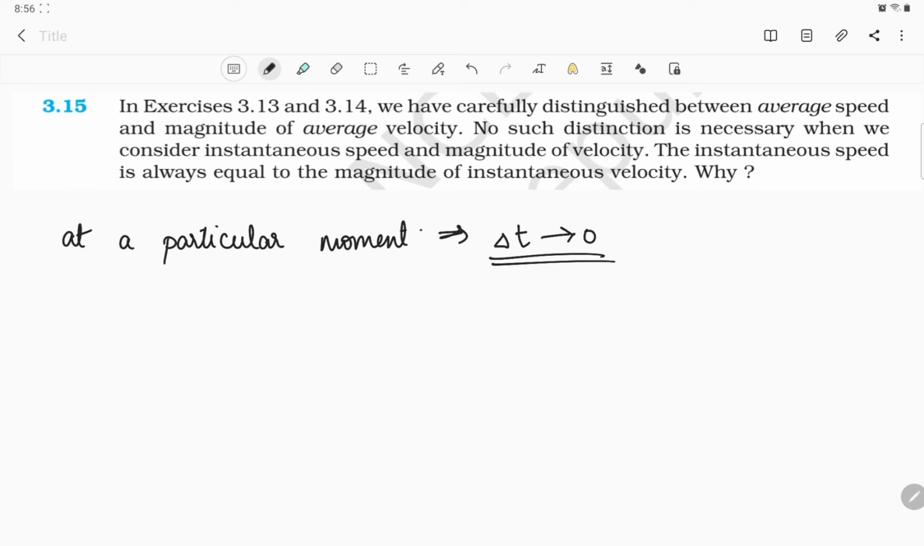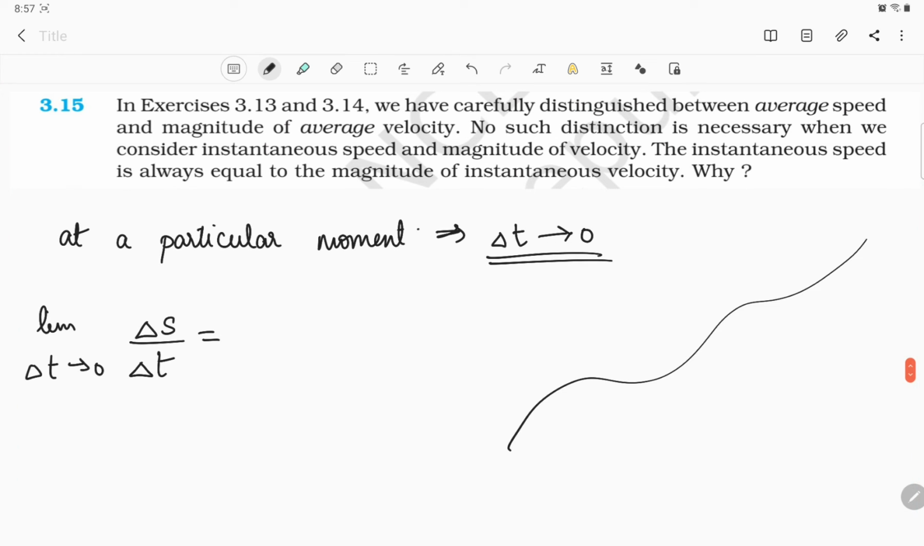So in that case, the average speed or average velocity, whatever it is, delta s by delta t, where the limit delta t tends to 0. If a particle is traveling in a particular path and you consider a very small period of time, however curved your path is, in that short time interval the path is going to be a straight line. And you know very well that if the particle is traveling in a straight line, then its distance and displacement are equal. So velocity and speed will also be equal. This is represented as ds by dt.